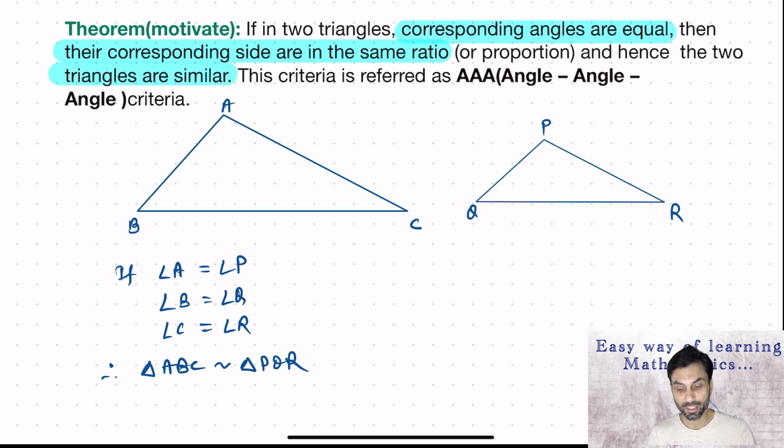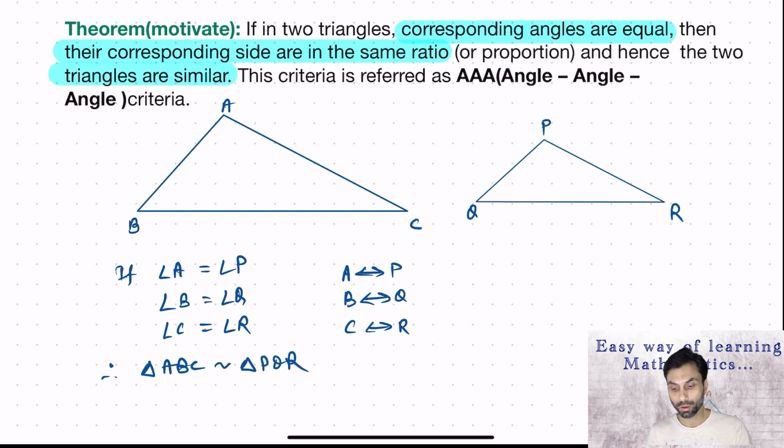Remember, in this case, A corresponds to P and P corresponds to A, B corresponds to Q and Q corresponds to B, and C corresponds to R and R corresponds to C. So this corresponding relation we have to maintain while writing the similarity, as we have already studied in the congruency part. So I hope this will be clear to you all.